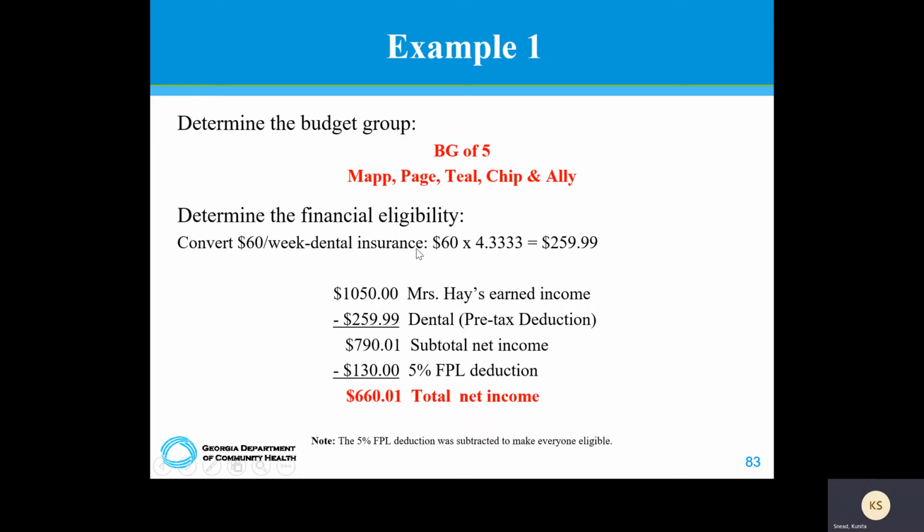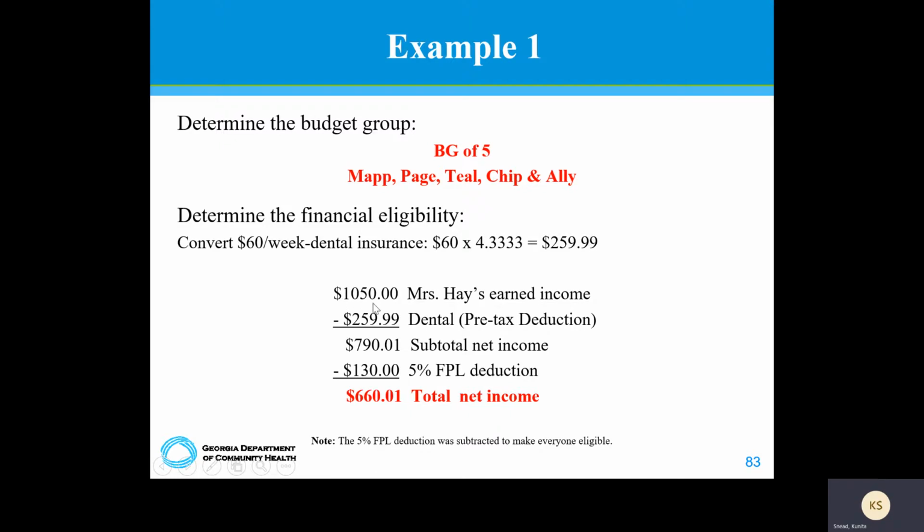Now, Mrs. Hay was the only one working. She was making $1,050 a month, but she was also paying dental insurance of $60 a week. So $60 a week is a thing that we know we need to convert over to a monthly amount. So what we do is take that $60 and multiply by 4.3333, and that gives us $259.99. So that is called a pre-tax deduction that we need to subtract off of her income.